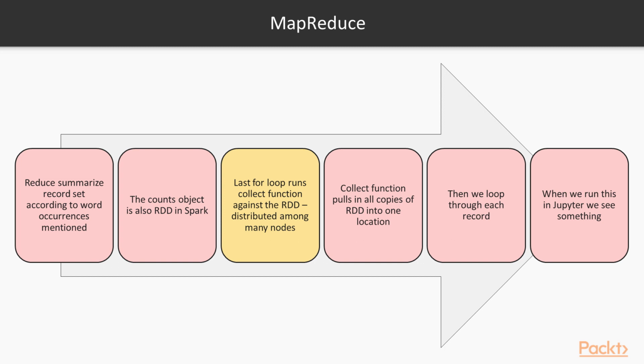The last for loop runs a collect function against the RDD. As mentioned, this RDD could be distributed among many nodes. The collect function pulls in all copies of the RDD into one location. Then, we loop through each record. When we run this in Jupyter, we see something akin to this display. In this video, we've looked at using Spark to analyze data.